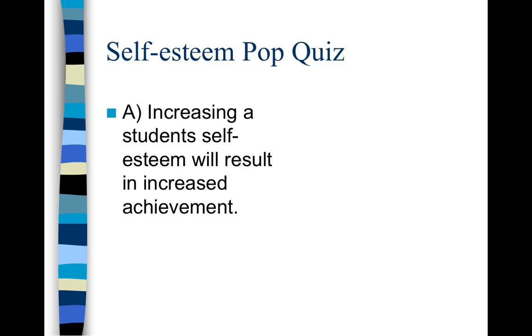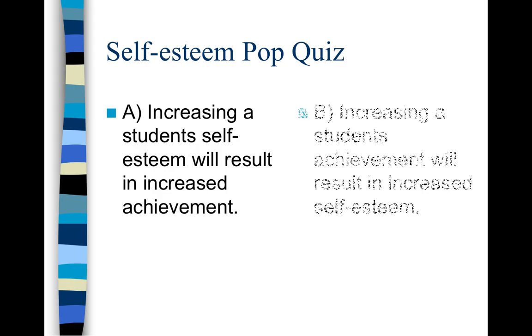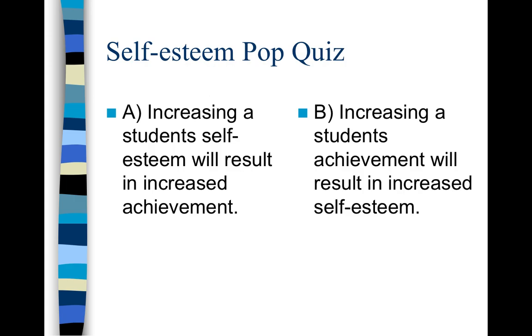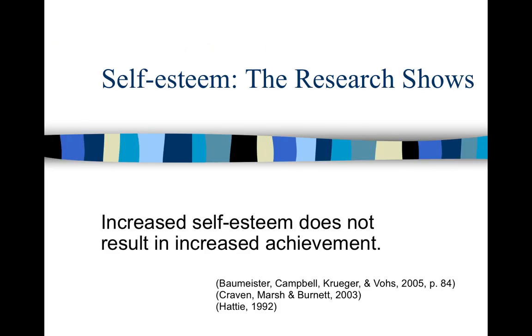So, self-esteem pop quiz, right? A, increasing a student's self-esteem will result in increased achievement. Or B, increasing a student's achievement will result in increased self-esteem. So think about that for just a second. I always find this to be actually kind of tricky. So the research actually suggests increased self-esteem doesn't result in increased achievement. Think about that for a minute. Just increasing someone's self-esteem does not facilitate an increase in their actual achievement.